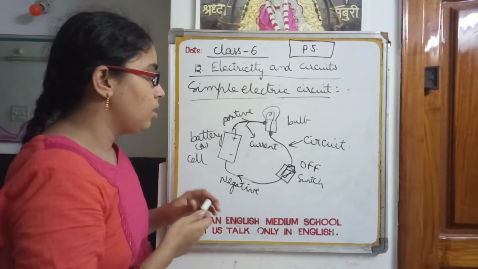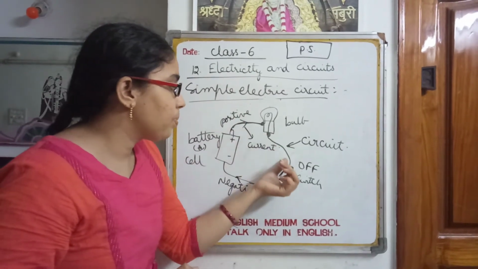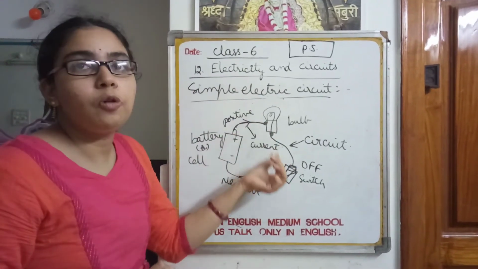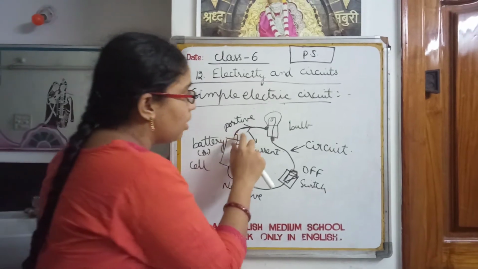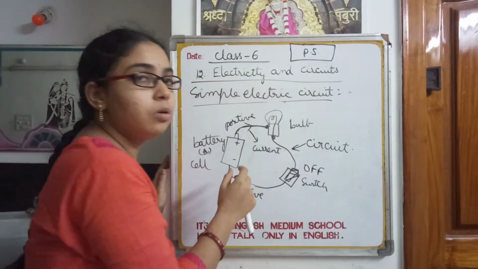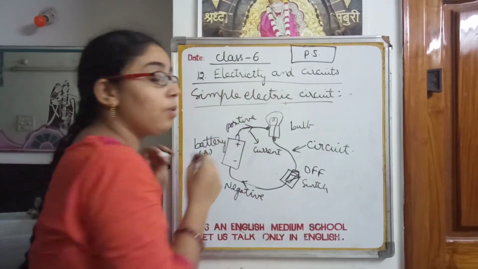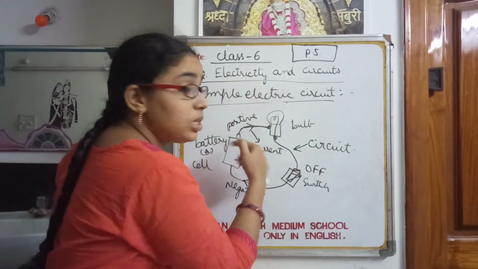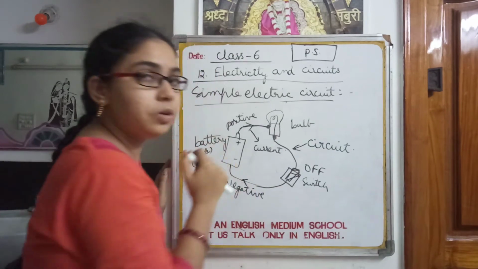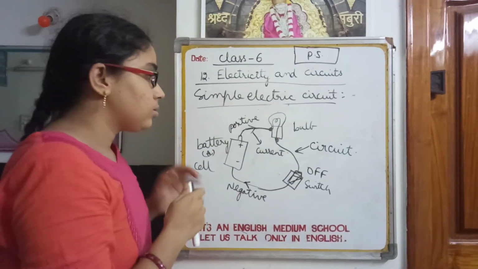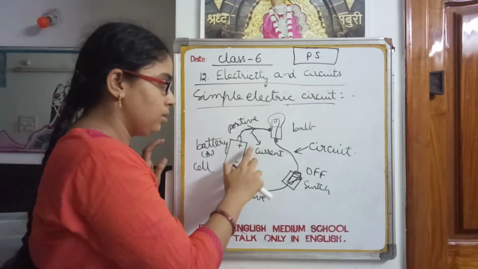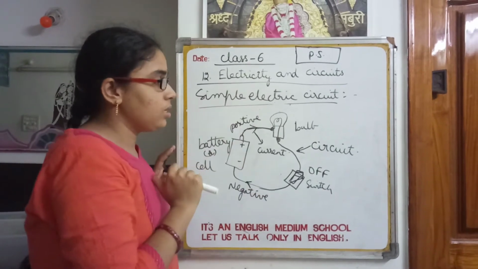And a circuit provides a path for the current to flow through it. Okay, the circuit allows the current, gives the path, that means the way, for the current to pass through it. And next, have a look at this circuit.